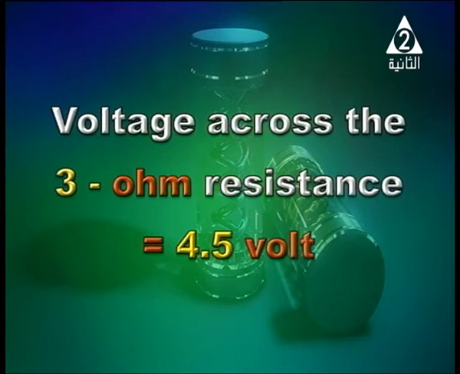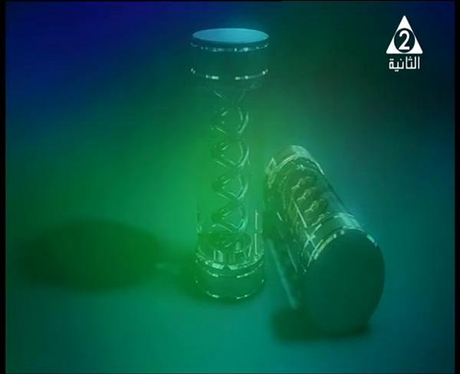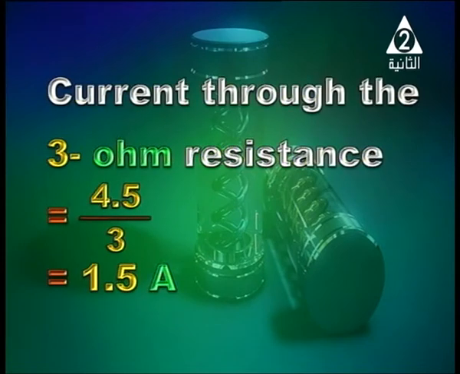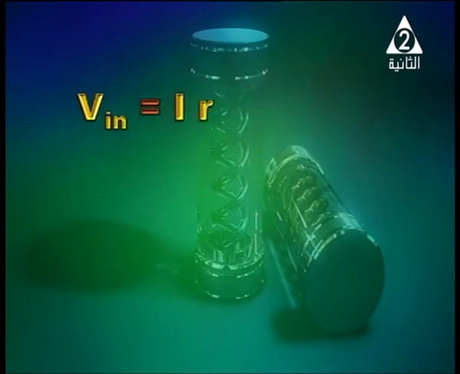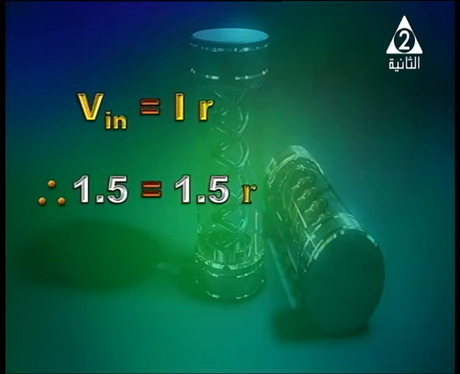Voltage across the 3 ohm is 4.5. Voltage across the 2 resistors is 7.5. So we can calculate the voltage across the second resistor. First of all, the current passing through the 3 ohm resistance is 4.5 over 3, voltage over resistance. So the current is 1.5. V internal is 1.5, current 1.5, so internal resistance is 1 ohm.